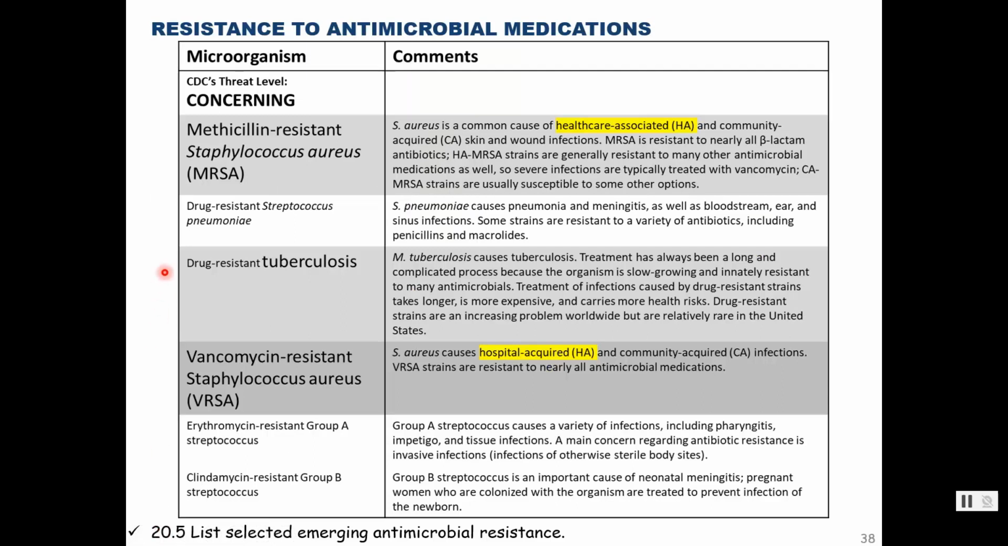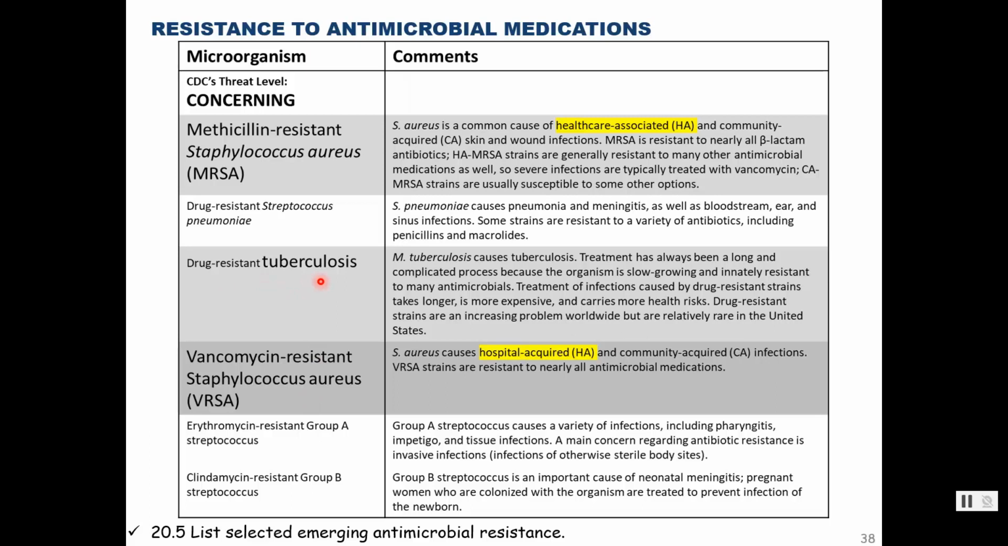Okay, concerning. So these are just concerning. They're not serious, not urgent, so we're dropping down a little bit. Once again, we've talked about methicillin-resistant Staphylococcus aureus. Once again, healthcare-associated, big in healthcare, skin and wound infections. And so they are now methicillin-resistant, and so they're going to only be treated by vancomycin. But the problem is that now we're also getting some vancomycin-resistant Staphylococcus aureus. And so both of those are being selected for in those hospital environments.